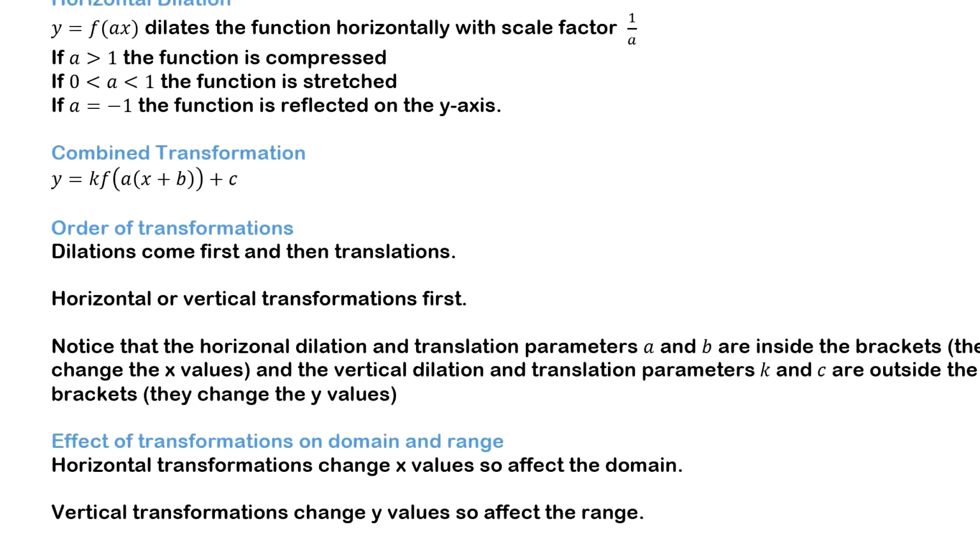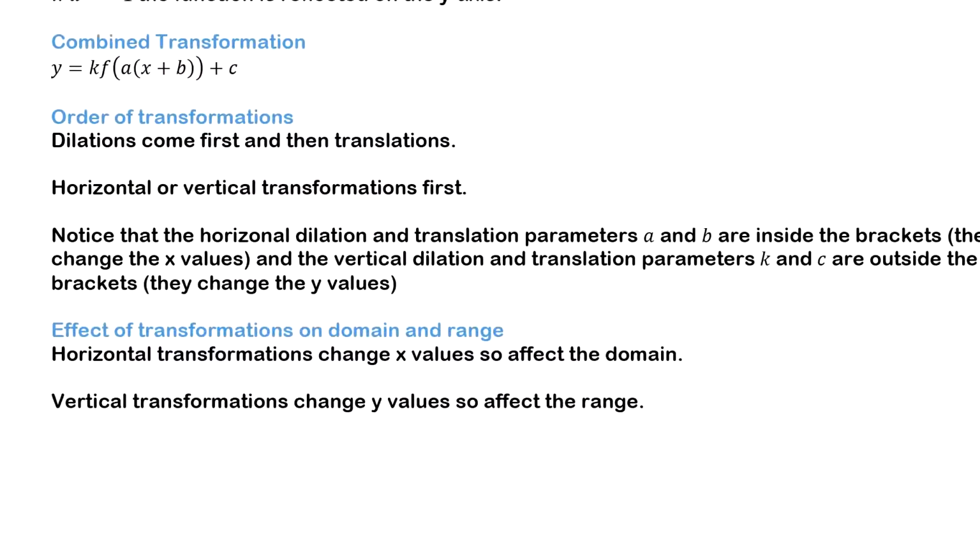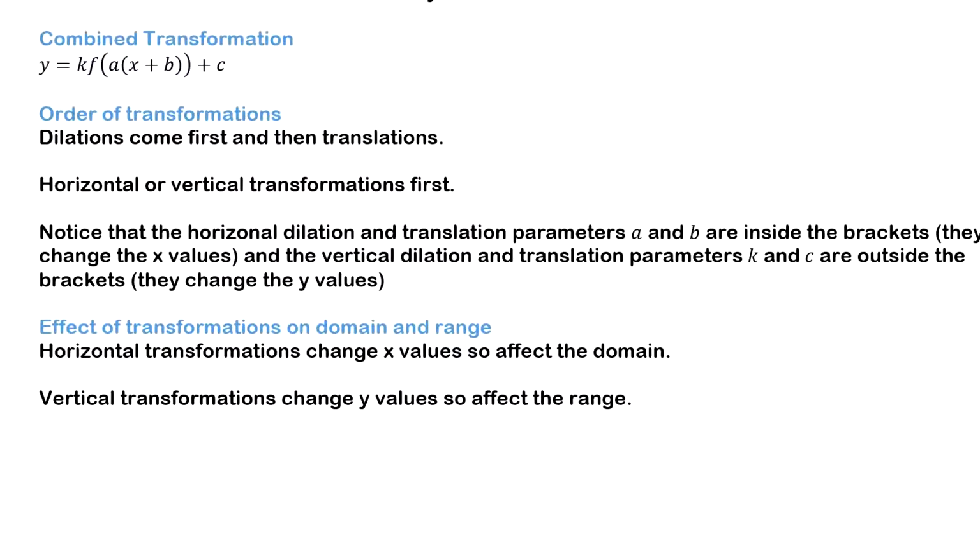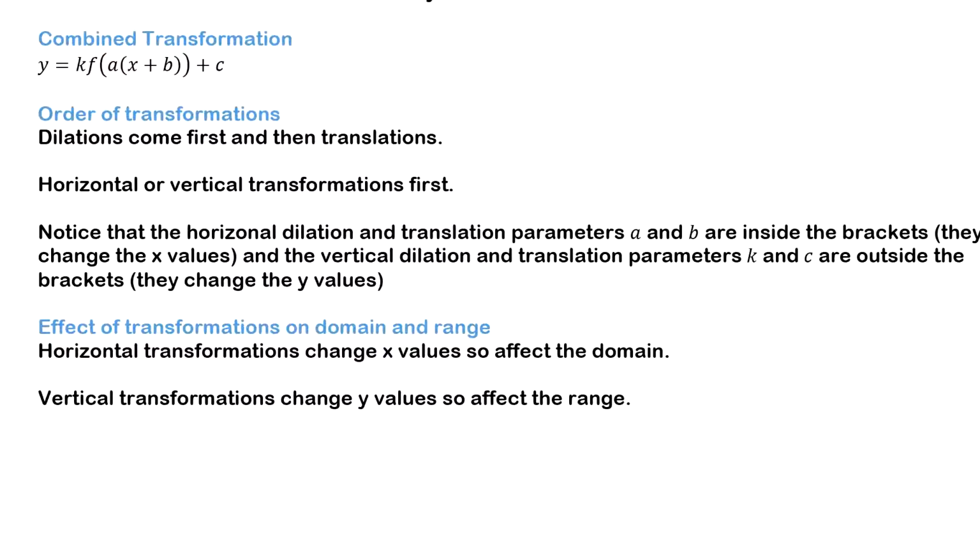On your screen, you can see the combined transformation equation. There is an order to the transformations. Dilations come first and then translations. It doesn't matter whether you start with horizontal or vertical, but you have to stick with one. Do the horizontal dilations and then translations, and then move on to the vertical.